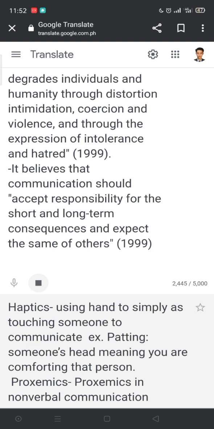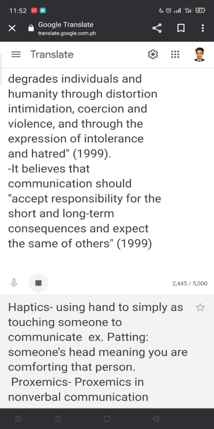Proxemics in nonverbal communication involves the signals we show with our body language and the space we create. If we stand farther away from someone, we communicate nonverbally that we don't feel very close or safe with them. Locomotion, meaning moving from one place to another. Example: running and jogging. Running, meaning someone is in a hurry.